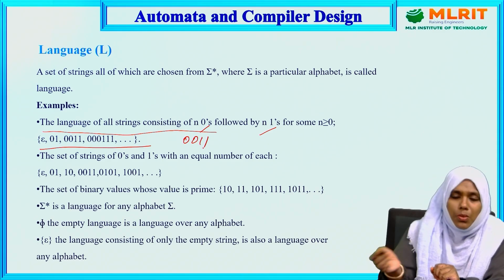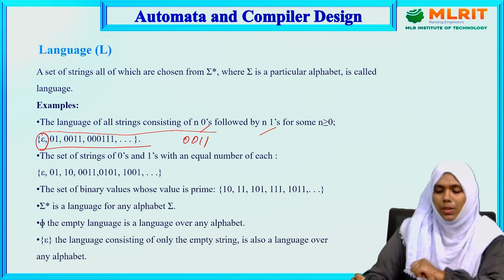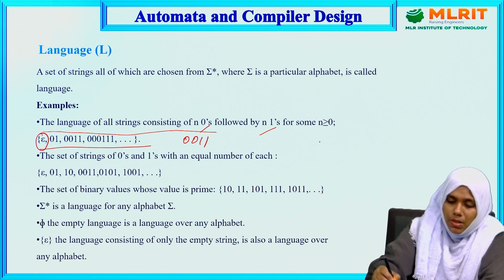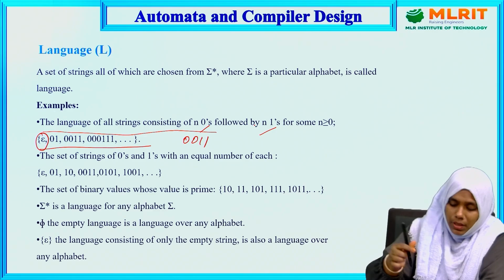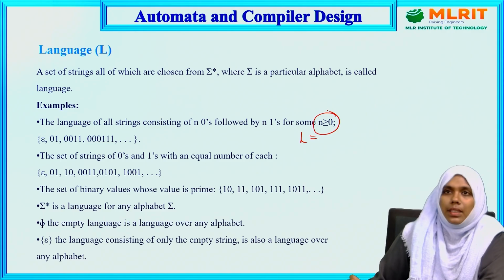If you have written no zeros, that is nothing but no ones. That can be written as what? Epsilon. So here it is the language. So how is the language written for this? Because the condition also given is n greater than or equal to 0.